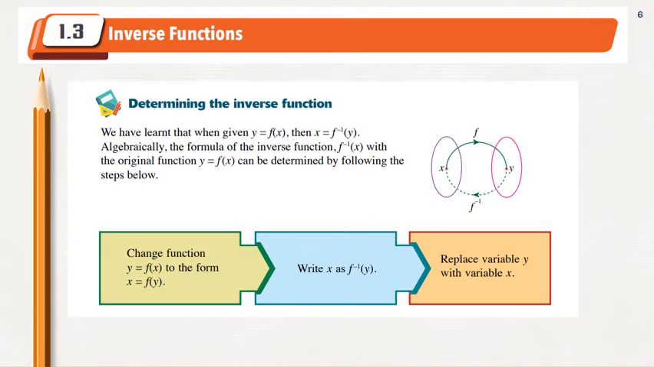Okay, after we finish the composite function, we go for 1.3 inverse function. Okay, so what is an inverse function, class? An inverse function can be written in the form of f negative 1 of x. So, this one we call an inverse function. Okay, to understand this further, you can refer to this diagram.